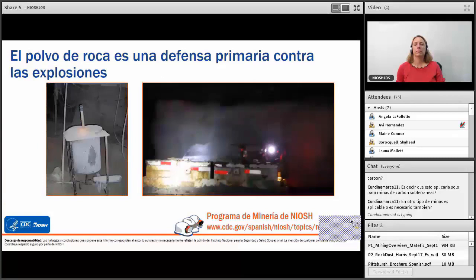Cundinamarca 11 follows up with, is this applicable in other types of mines? Is it also necessary? Typically, no. Unless you would have an explosive dust present.